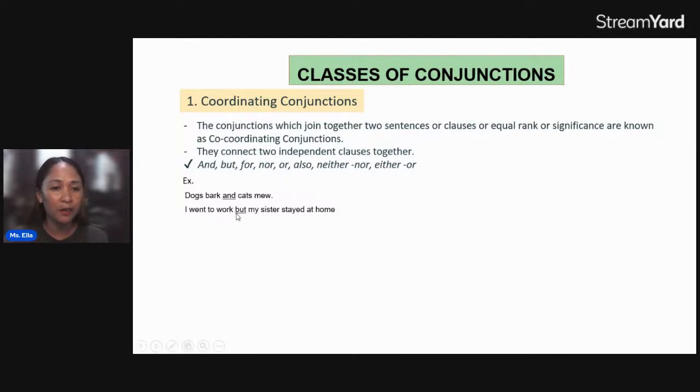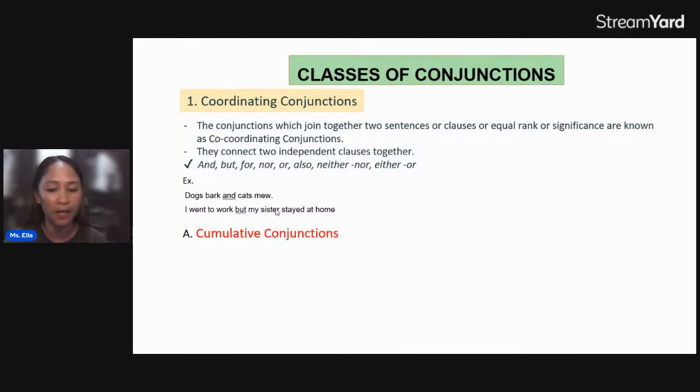So, we have here the word but, which is used to join two independent clauses together. I went to work and my sister stayed at home. All right. Now, for coordinating conjunctions, there are subtypes.